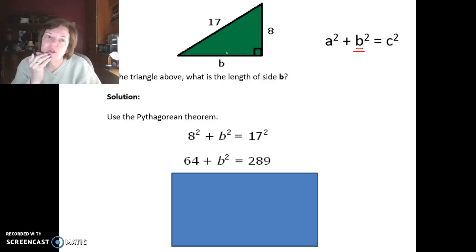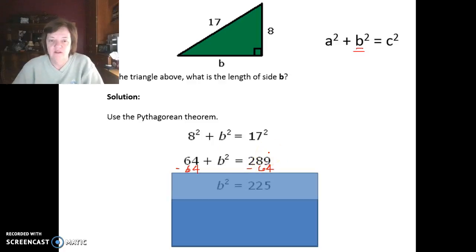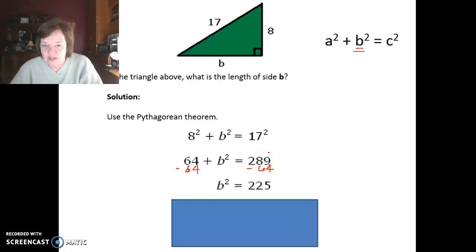And I know this was a long time ago that you learned how to solve equations, but this is a very simple thing. We are just going to subtract 64 from both sides. So instead of adding the 64 to the B squared, since we don't know what this value is, we're going to subtract it from the C squared. And we'll get B squared equals 225.